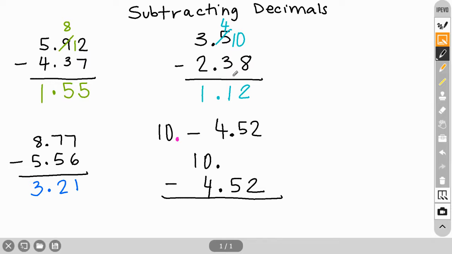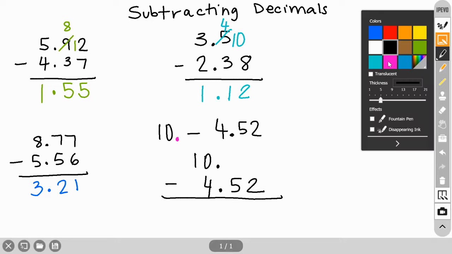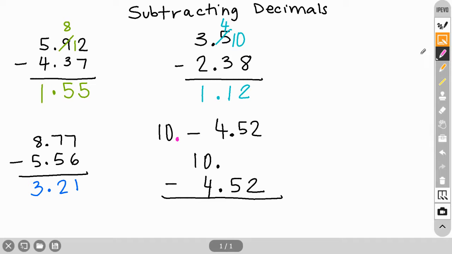Well, again, I could see many of you just writing 52 here. You can't. If there's a space that is blank here, first you really need to add the zeros. Always. If you're adding or subtracting, if there are empty spaces, add the zeros.